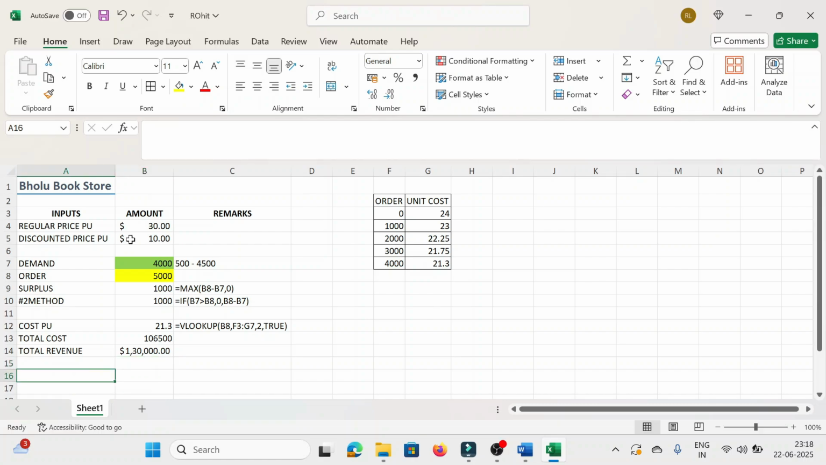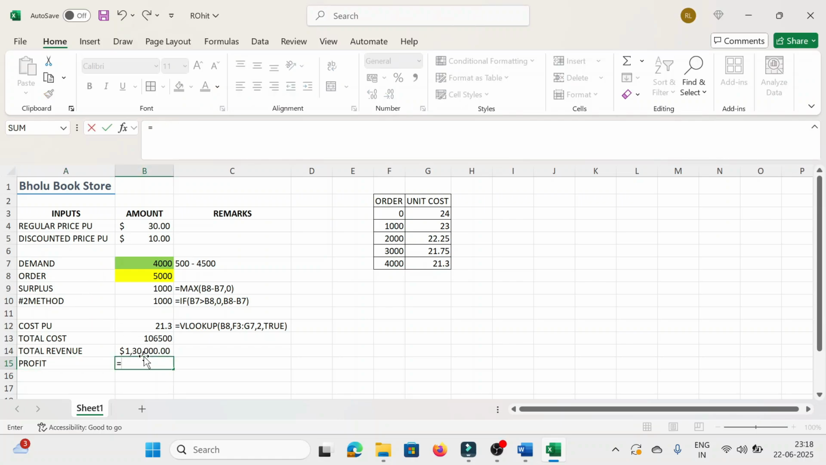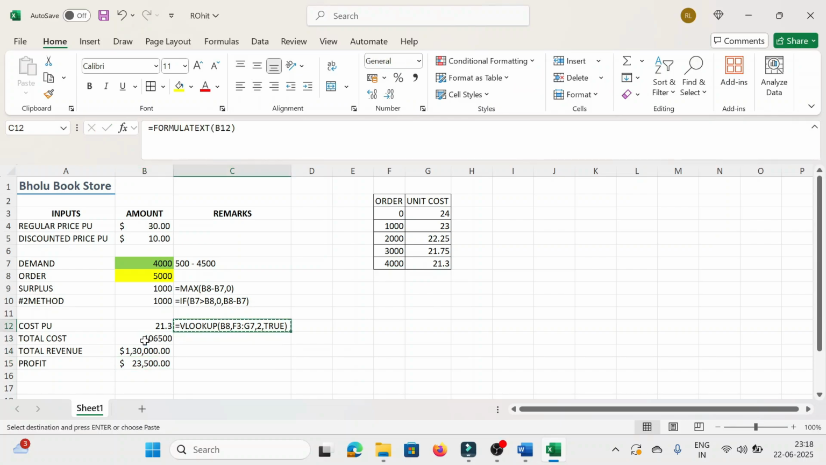Now comes the most important thing, profit or loss. So here obviously revenue minus cost would give me the profit or loss scenario. So you can see here all these things have directly or indirectly given me my answer. Now I want to see the scenario from 500 to 4500 demand and order value. So which one is more profitable?